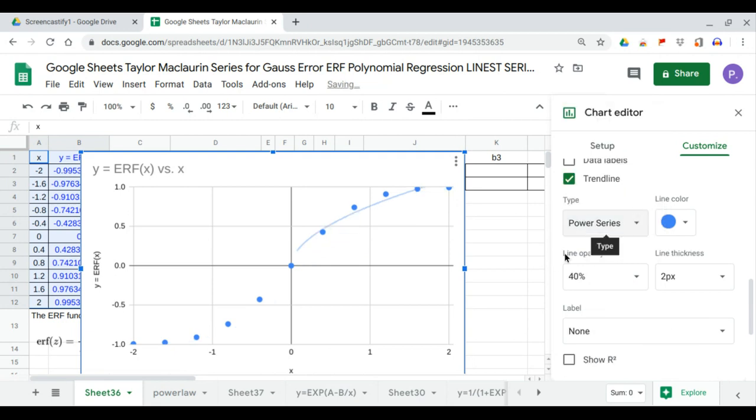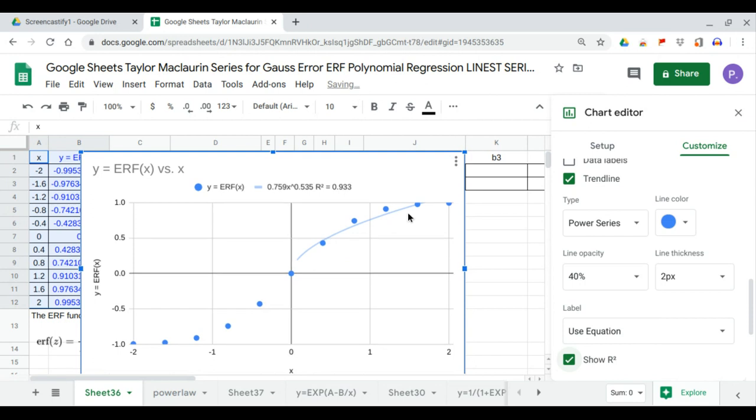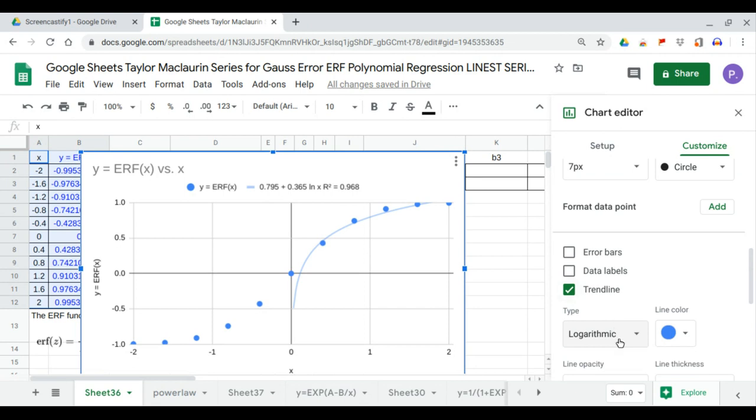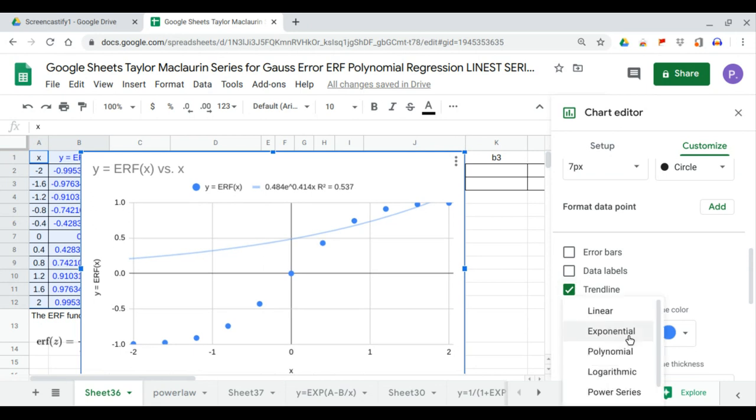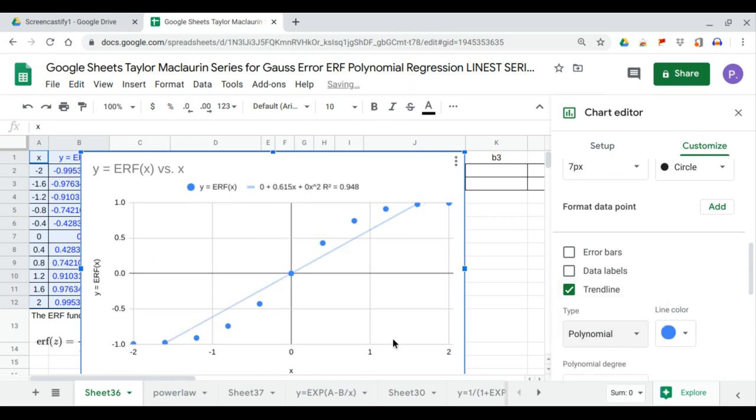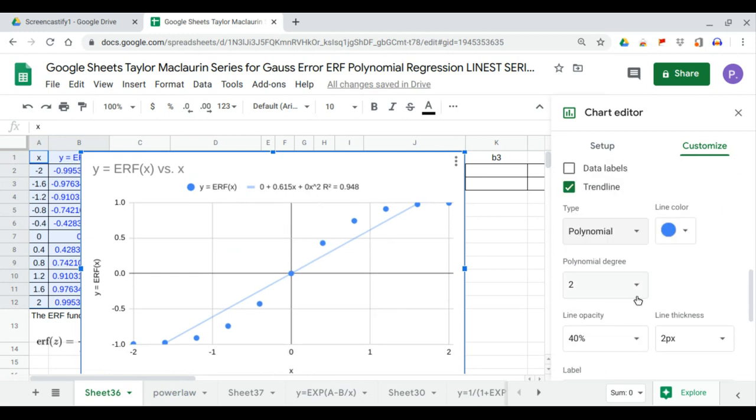Power series, still it will not work. It works only on the positive values. The logarithm also works only on the positive values of x. We'll try exponential. All the points are outside the line. We'll try polynomial. But we can make this better because this is the second degree. We'll work on the third degree.